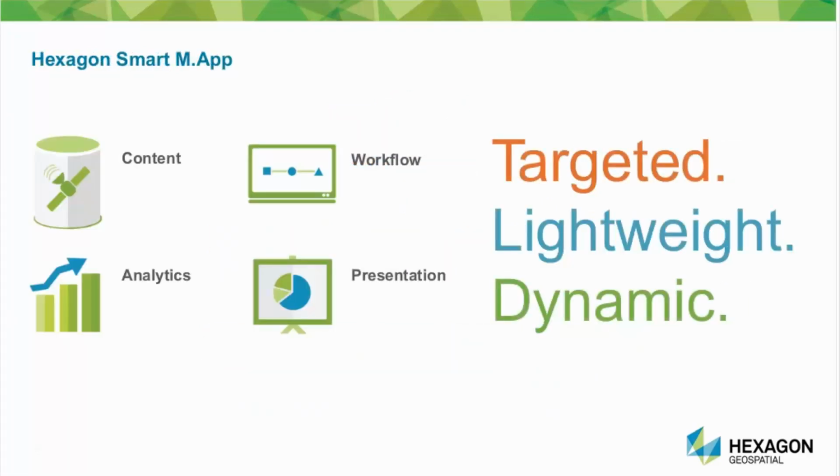We introduced last year Hexagon Smart Map, which is all about content, be it your content or our partners' content. You're defining your business workflows. You can also define your analytics, and ultimately define the user experience through the presentation of your targeted application. So again, targeted, lightweight, and dynamic. This is Hexagon Smart Map.